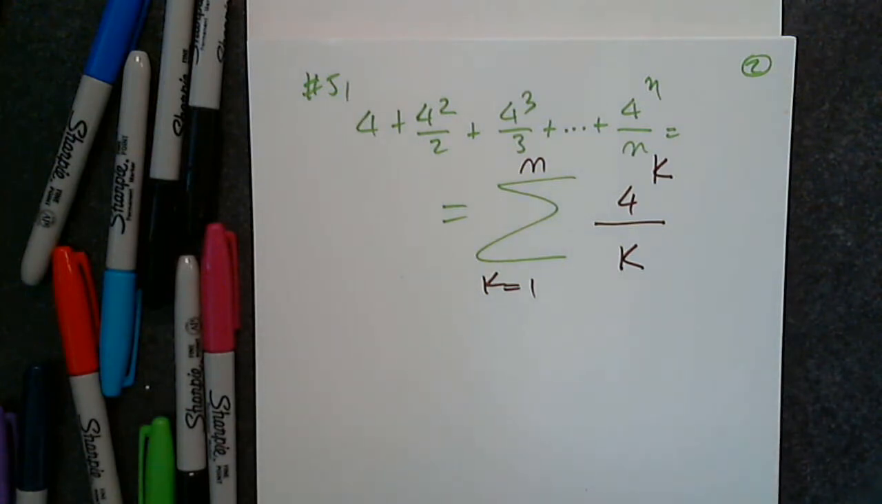So when k is 1, do we get the first term, 4 over 1? Yes? When k is 2, do we get 4 squared over 2? Yes? When k is 3, do we get 4 cubed over 3? And finally, when k is n, do we get 4 to the nth over n?